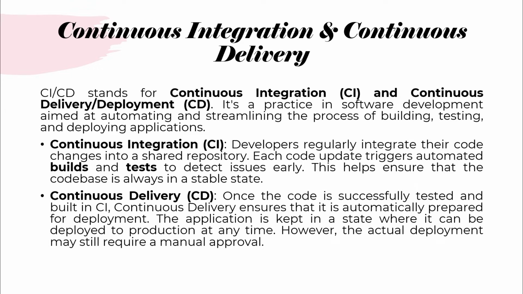If any issue occurs, it is sent back to the developers, who will fix it, and the code is built and tested again. Once the code is successfully built and tested in CI, continuous delivery ensures that it is automatically prepared for deployment. The application is kept in a state where it can be deployed to production at any time. However, the actual deployment may still require a manual approval.